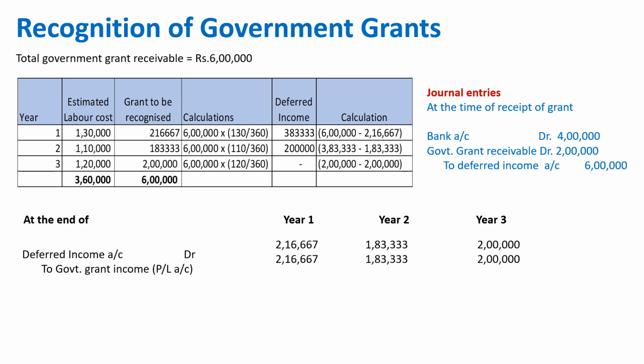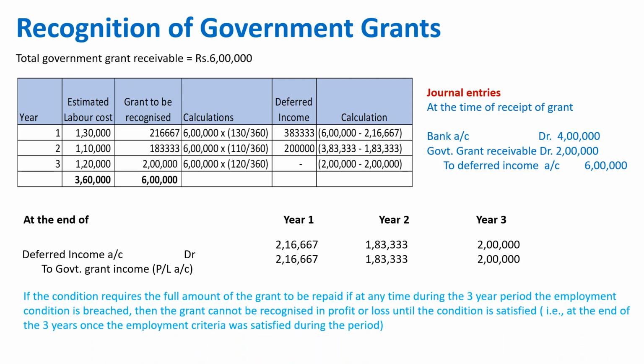Okay, that means what is happening? From the 6 lakh deferred income you reported at the time of receiving the grant, 2,16,667 you are debiting. So you're reducing the deferred income, which is your liability, and taking this amount to the P&L account. In the second year, you are taking 1,83,333 to the P&L account, and in the third year 2 lakh rupees to the P&L account. Now here, one important point to note.